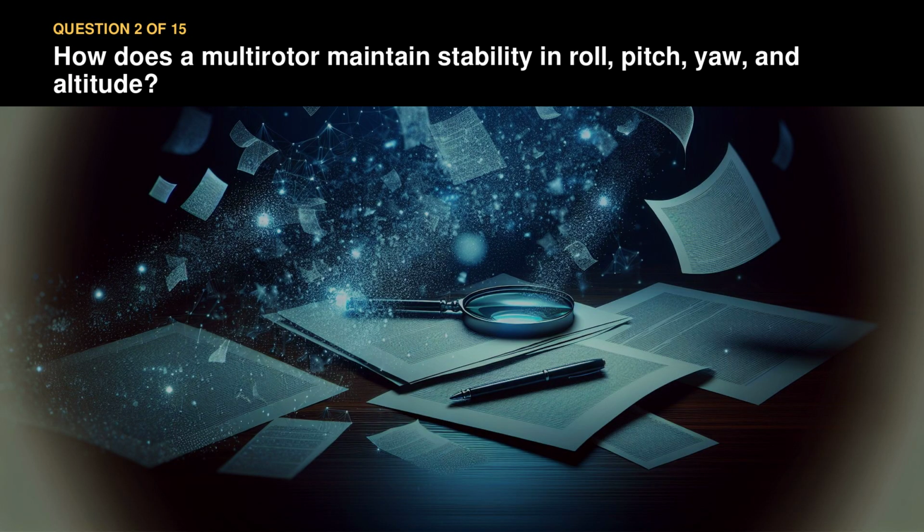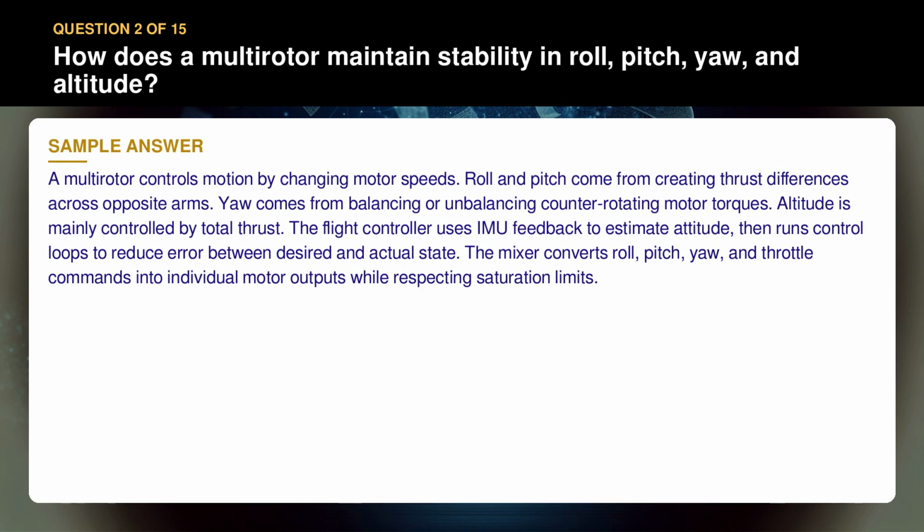Question 2. How does a multirotor maintain stability in roll, pitch, yaw, and altitude? A multirotor controls motion by changing motor speeds. Roll and pitch come from creating thrust differences across opposite arms. Yaw comes from balancing or unbalancing counter-rotating motor torques. Altitude is mainly controlled by total thrust.